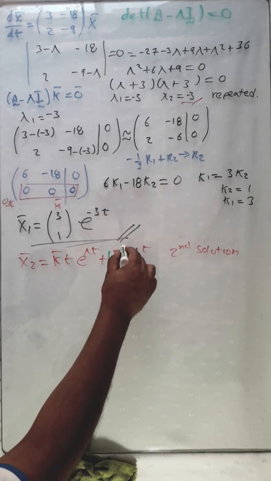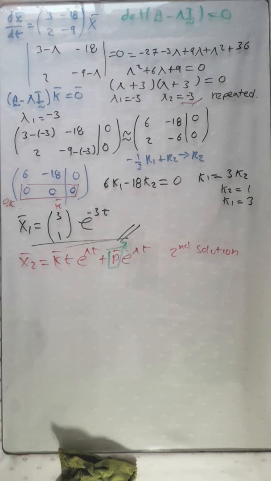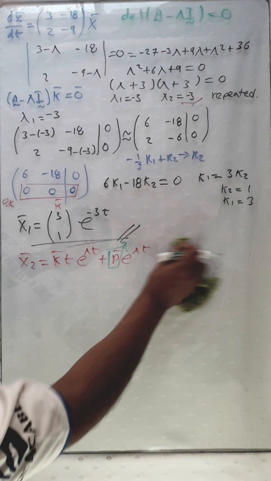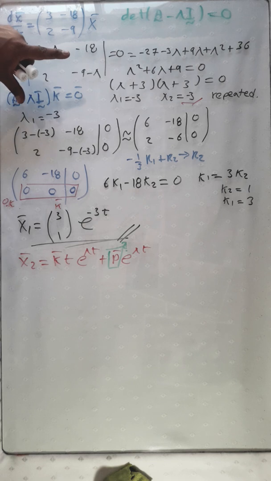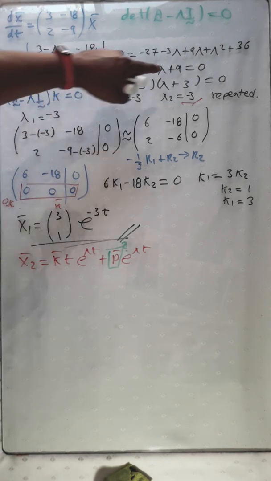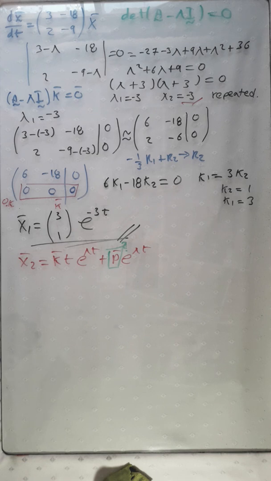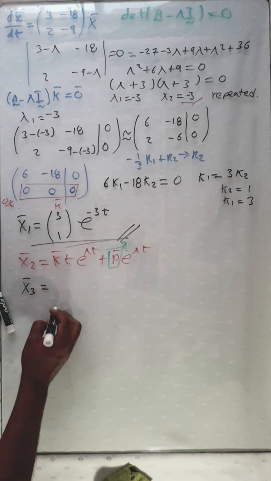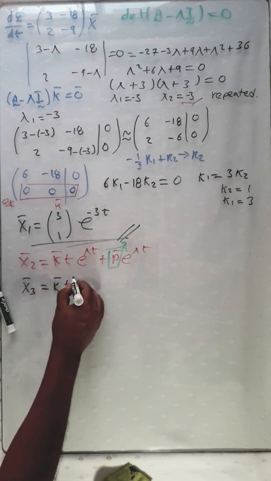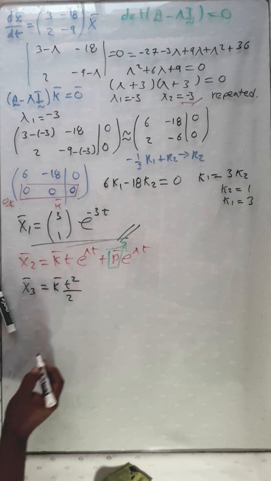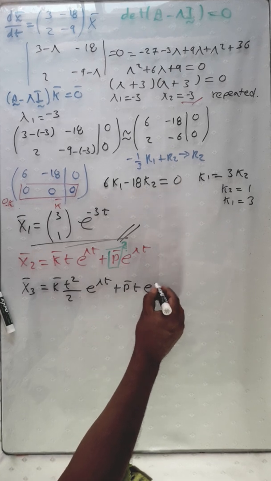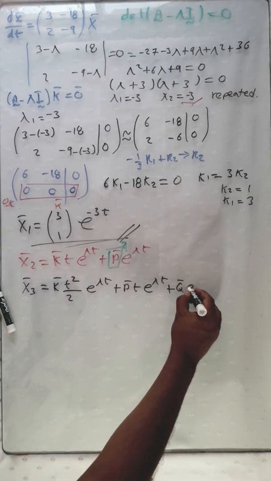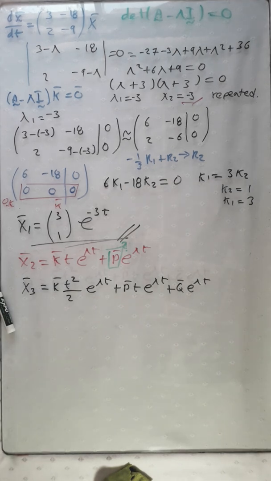And how are we going to get the p vector? That's something that you don't know. Now, this is not the case, this is 2 by 2. What if you happen to have a 3 by 3 problem where you have 3 repeated roots? The third solution will be something like this: k vector t squared over 2 exponential of lambda t plus p vector t exponential of lambda t plus q vector exponential of lambda t. That will be the third solution.